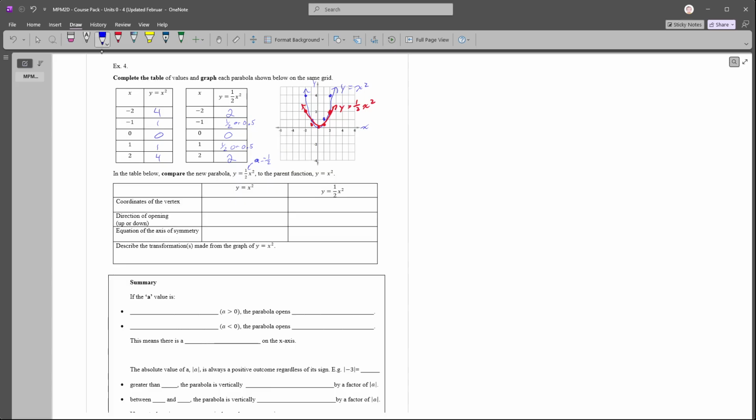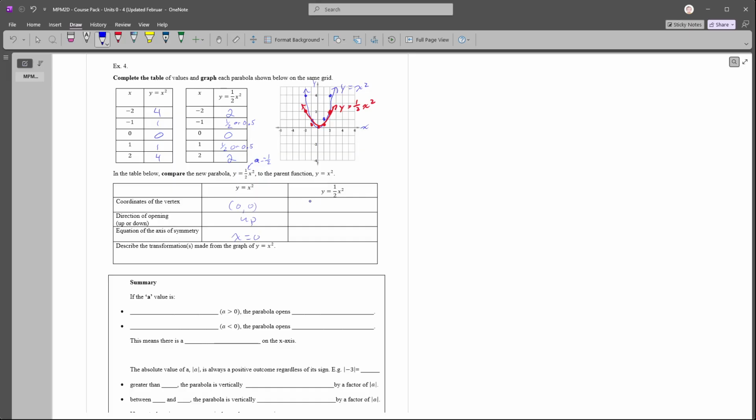Did that give us everything we need? Well, let's check out all of our data. First of all, the coordinates of the vertex for y equals x squared haven't changed. Still (0, 0). It still opens up. And the equation of the axis of symmetry is still x equals 0.